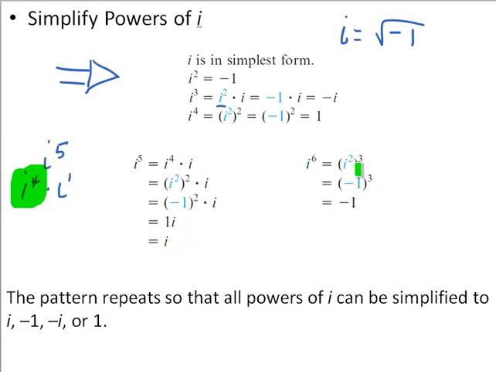If you come to a slightly higher power, here we have i to the sixth. So that's i squared, which is -1, to the third power, so it's -1. Another way you could think about this is that it's i to the fourth times i to the second. Well, that's just 1, right? So i to the second is -1. And this pattern repeats itself so that all the powers of i can be simplified to these 4 states.